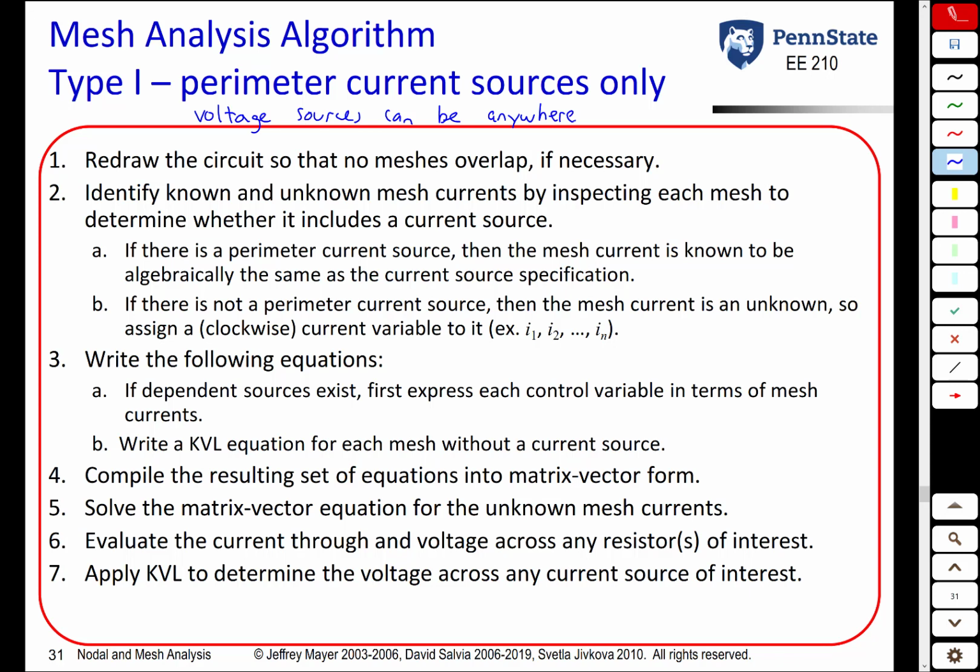So in nodal analysis, it's the location of the voltage sources that determines which algorithm you use. In mesh analysis, it is the location of the current sources that determines which algorithm you need to use. So what are the steps? The first step is you redraw the circuit if necessary to make sure that no meshes overlap.